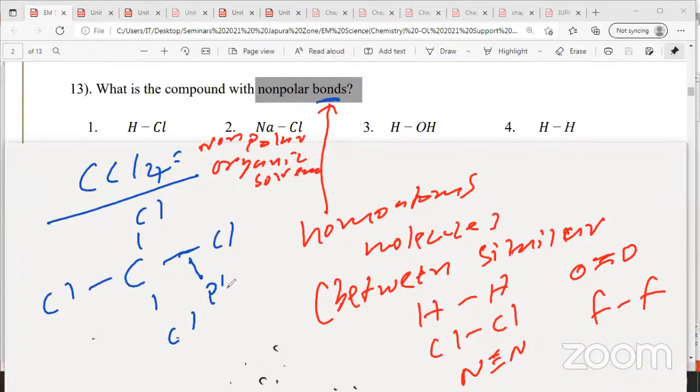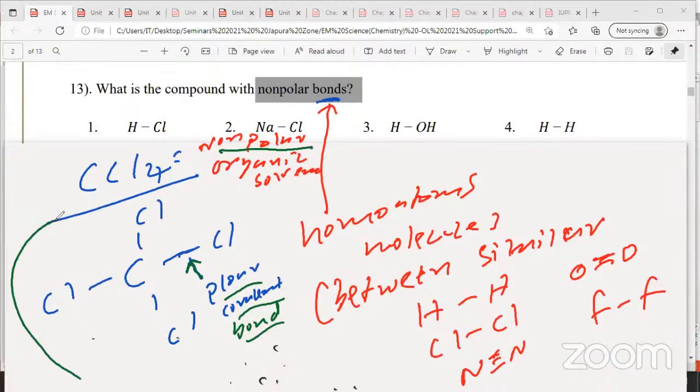This bond is polar. Please label this, everyone: polar covalent bond. So the molecule is non-polar, but the bonds are polar. Polar covalent bond. But the molecule is non-polar. CCl4 is a non-polar molecule containing covalent bonds. So you can write that non-polar molecules can have polar bonds. Example: CCl4.